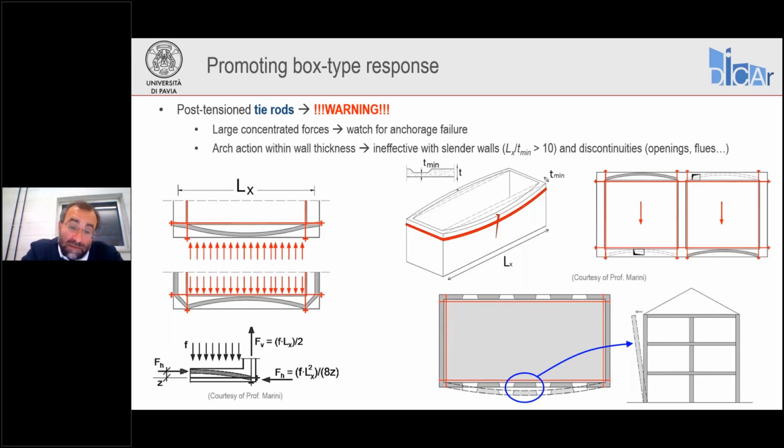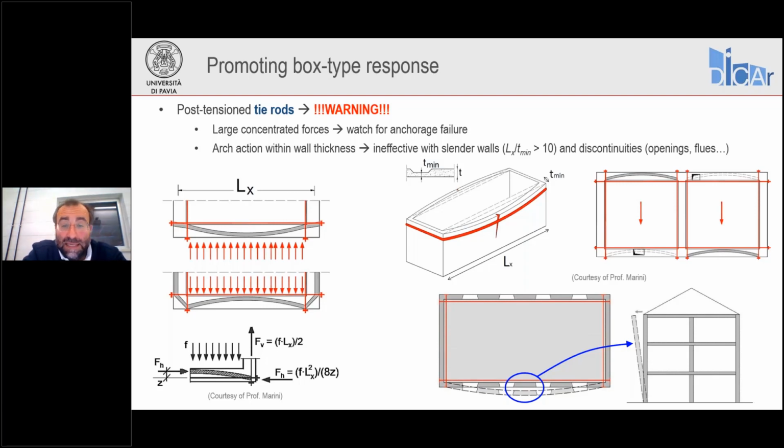Then we need to consider that for the tie rod system to work, what happens is that an arch action develops within the masonry thickness. Here on the left-hand side, we are looking at the horizontal section, so it's a plan view of the system. You see in gray highlighted the arch that is forming within the wall. Now, for this arch to be effective, the ratio between the sag and the span should be convenient. We cannot have too large a span compared to the sag of the arch.